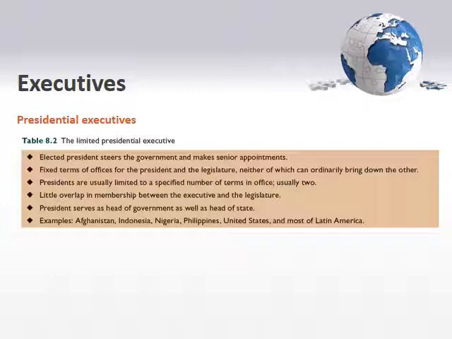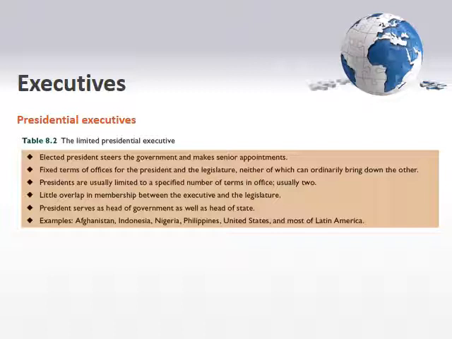Again, presidents usually are allowed to serve fixed terms, and in some places they're allowed to run for re-election. In some countries, like Mexico, they can only run once. Other countries will allow a president to run perhaps for 2 terms in a row, but if they take a break, they can come back and run again in the future. In the United States, the limit by constitutional amendment is a total of 2 terms, 2 4-year terms.